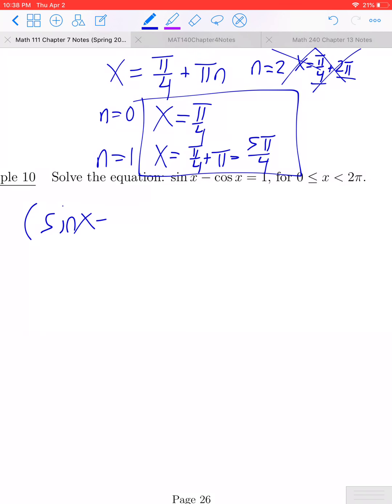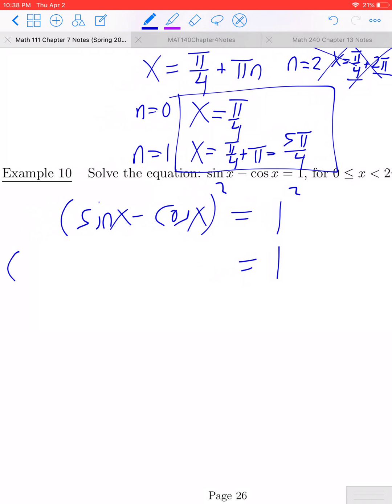We have sine x minus cosine of x. We're going to square the left-hand side, and we're also going to square the right-hand side. 1 squared is 1. On the left-hand side, if I want to do sine x minus cosine of x and square it, that's a binomial times a binomial. So you'd have to use the distributive property, or some of you like to call it FOIL. But what we're going to end up with is this.